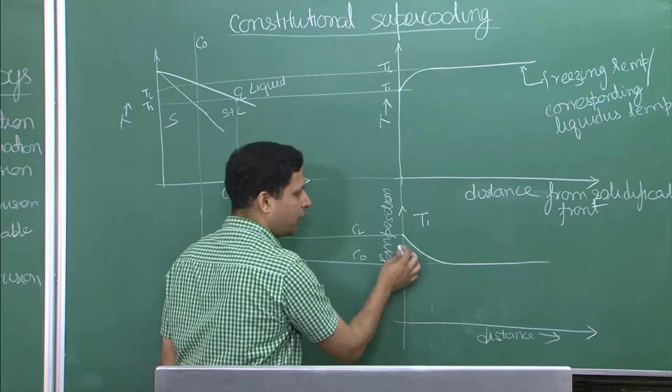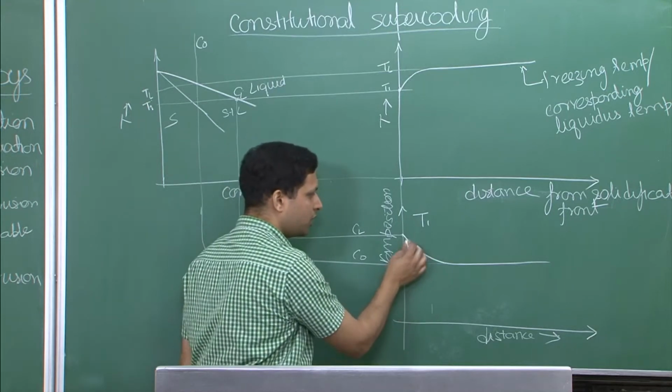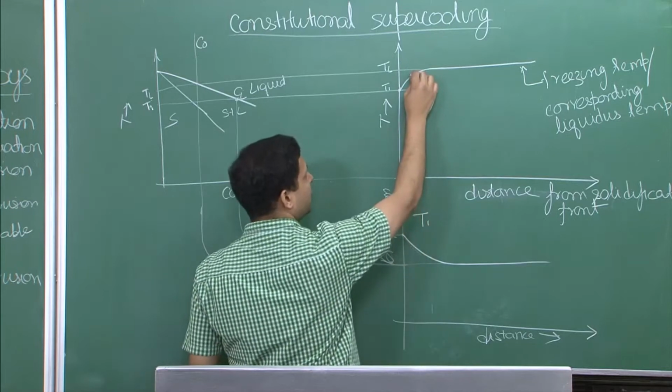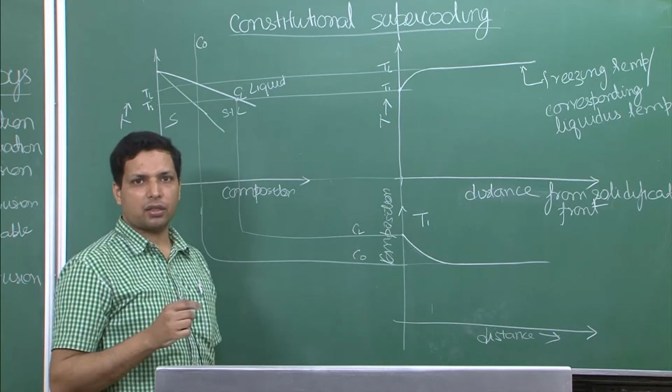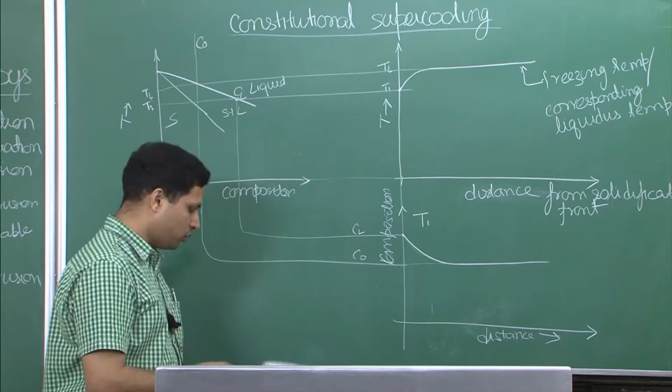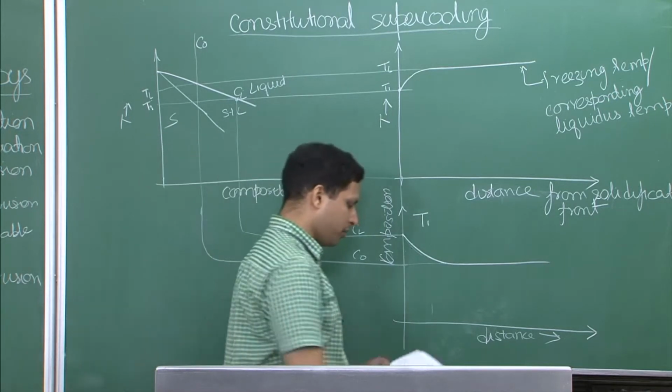So for each particular distance there is a particular composition, as you can see, and for each particular composition there is a corresponding liquidus temperature. We are not talking about what is the actual temperature. Next we get to what is the actual temperature.